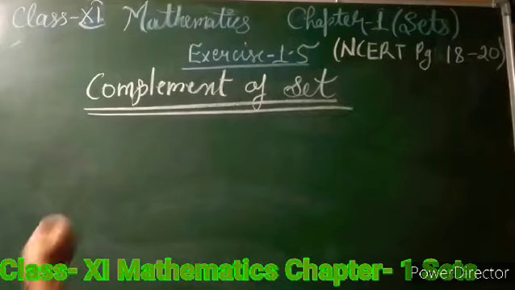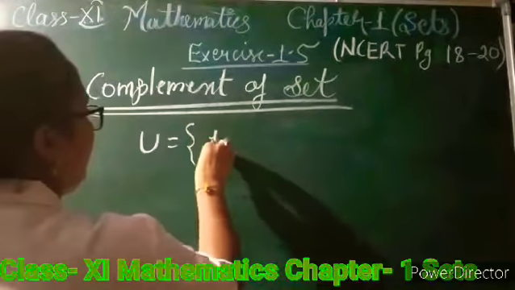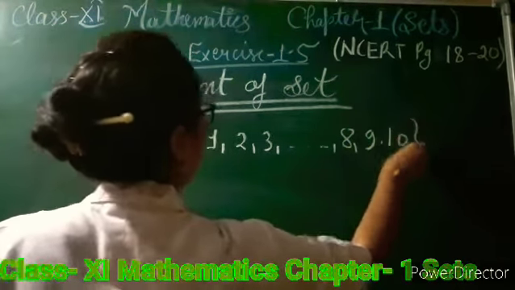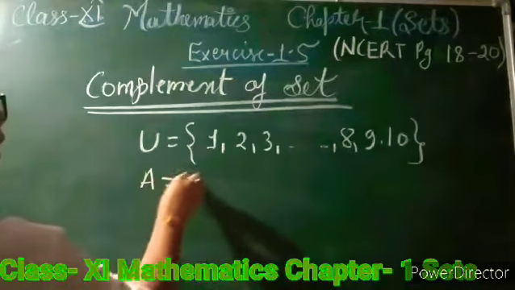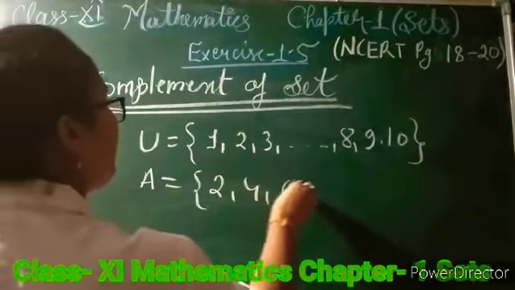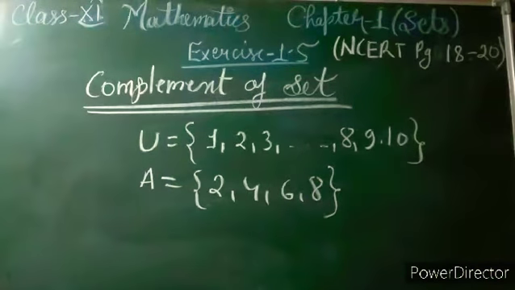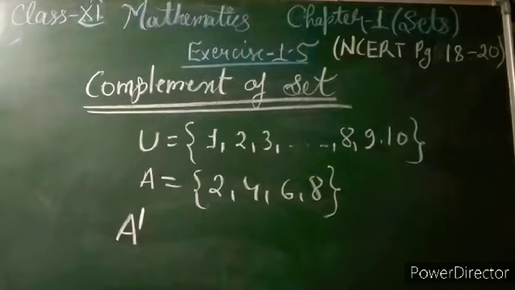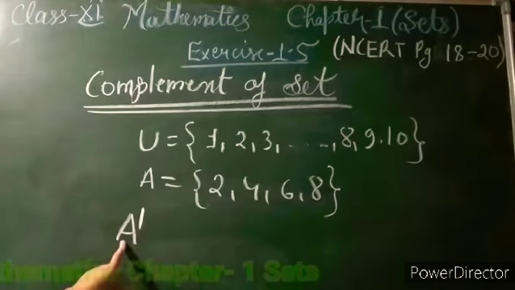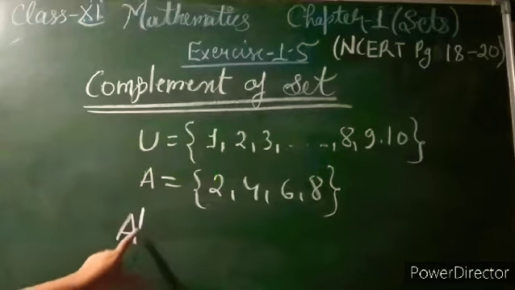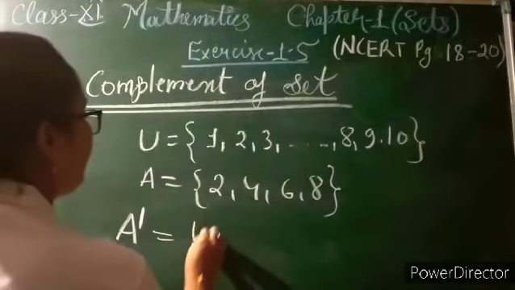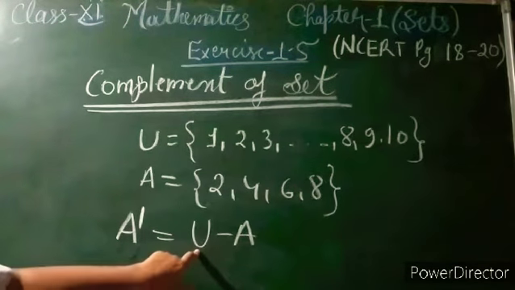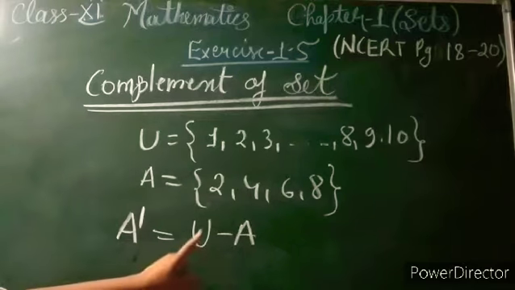You see, if we consider here U is equal to 1 to 10 elements, and here A is equal to 2, 4, 6 and 8. So we take the complement of set A. We represent the complement of set A symbolically as A dash. And as we know, U minus A means we take only the members of U that are not in set A.